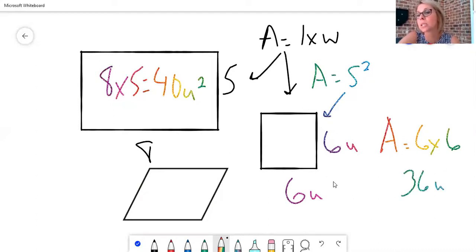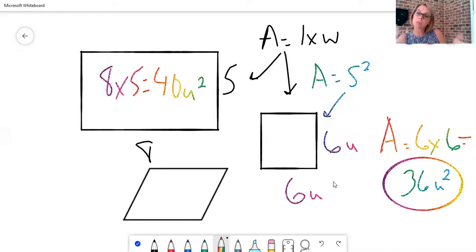36 units squared. Okay? So make sure you remember, with a rectangle, you just multiply your length times your width. With a square, you can do length times width, but it's still saying the same thing as squaring one side measurement because all sides are the same. Okay? And also do not forget about putting the square after your measurements.